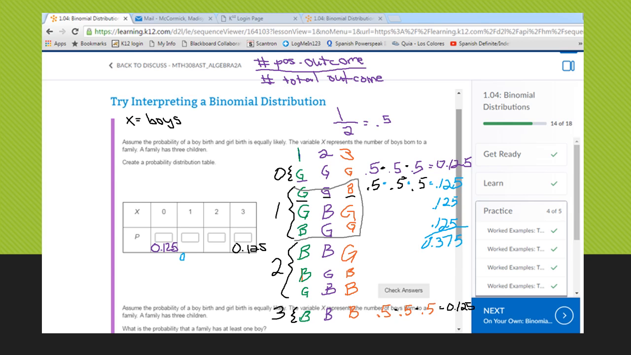And I'm going to write this just below the box again here, just for the sake of space. So 0.375. And then if you notice, we have the same three opportunities here to have two boys. And so we're going to add those all together again and get the same 0.375. All right, I hope that helps.